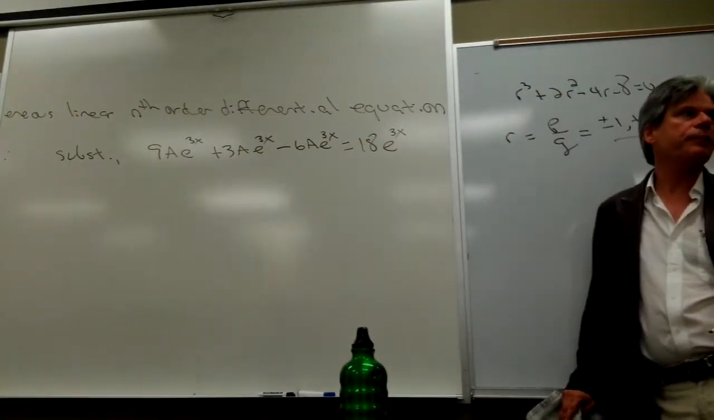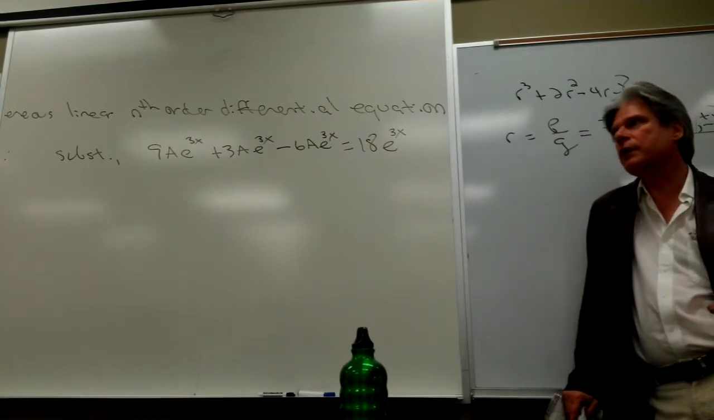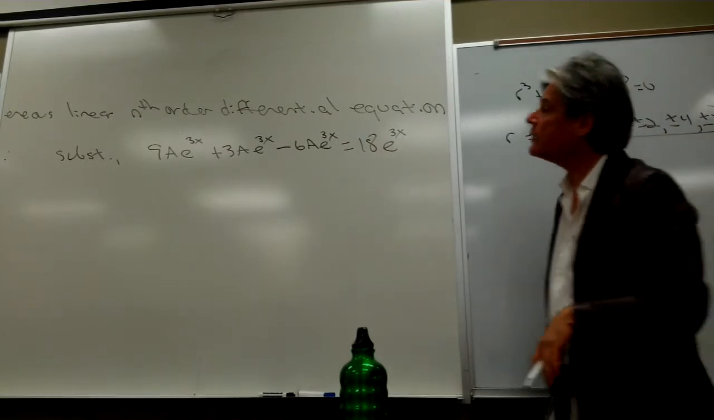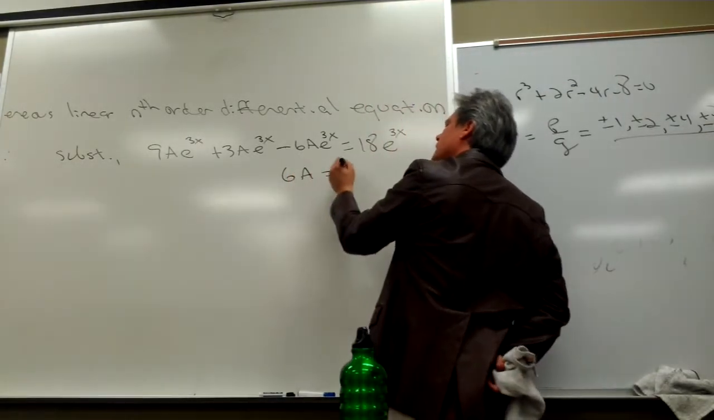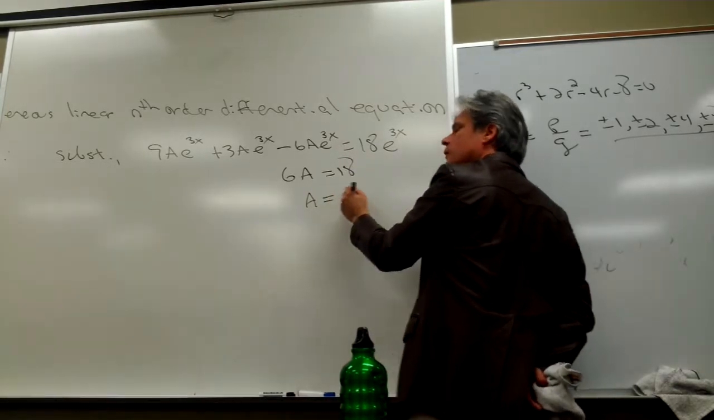Oh, the heck with it, you guys. Both sides have a common factor of e to the 3x. It's never equal to 0. I'll divide out by it. And I think that leaves me with a total of, is that a 6a being equal to 18? Well, I found the value of the undetermined coefficient.